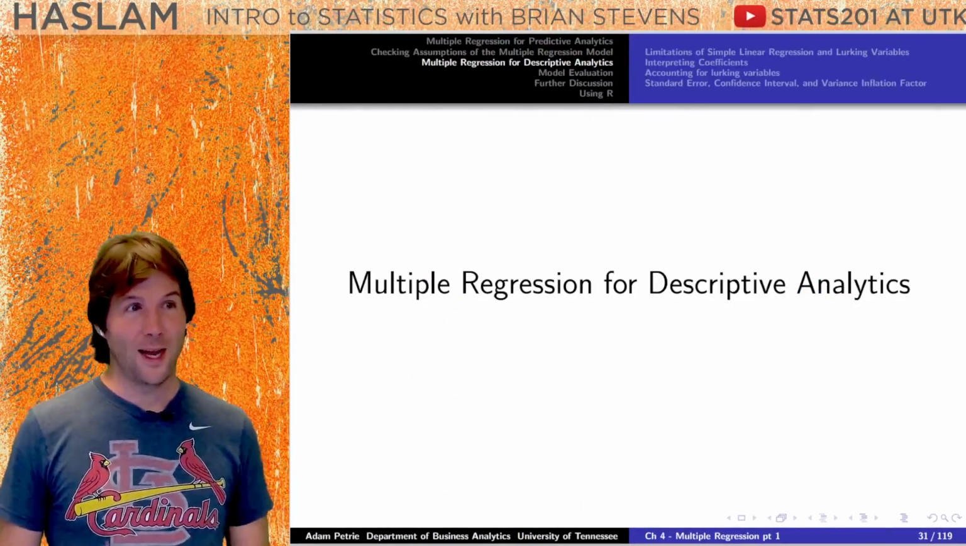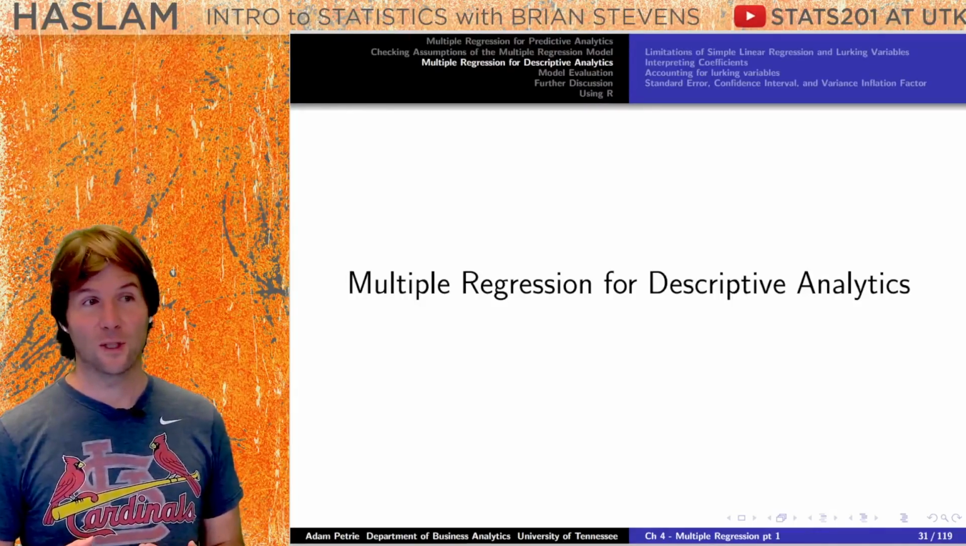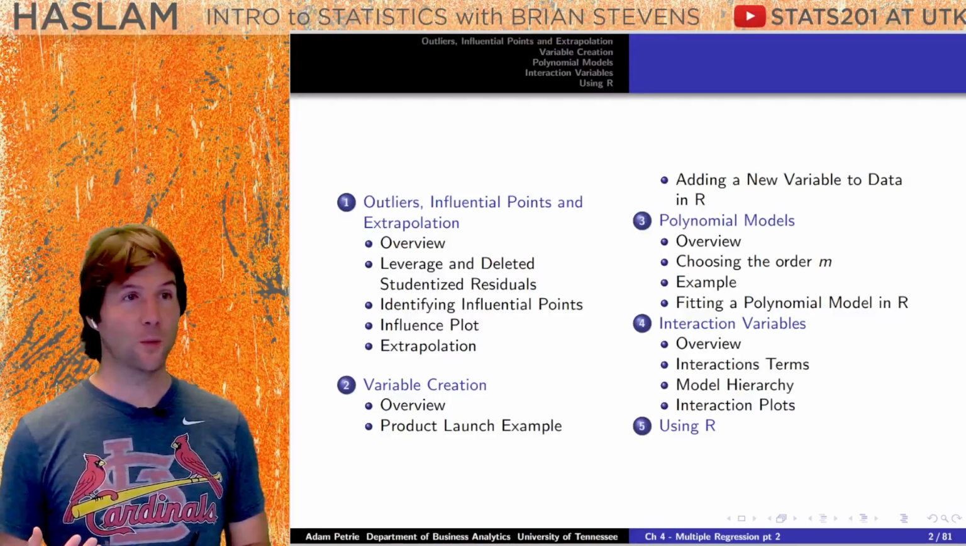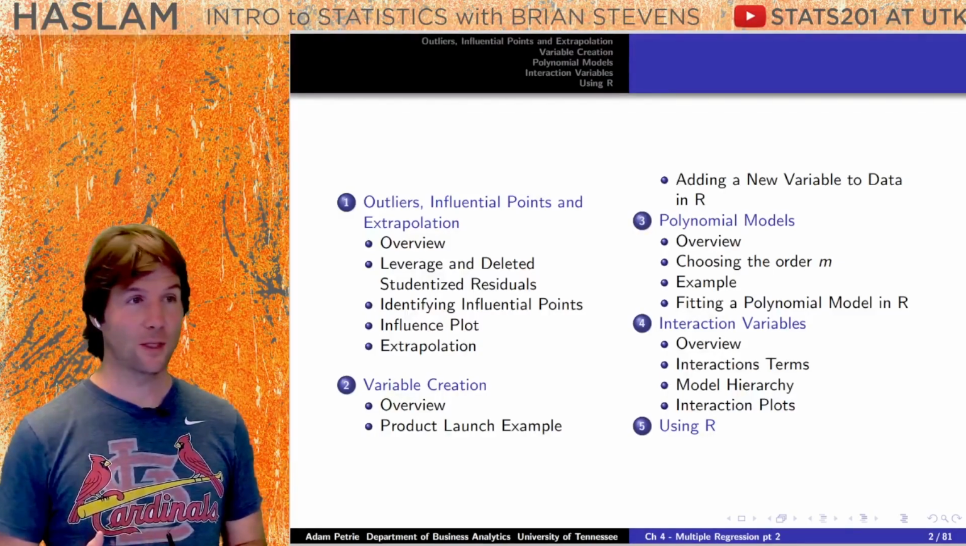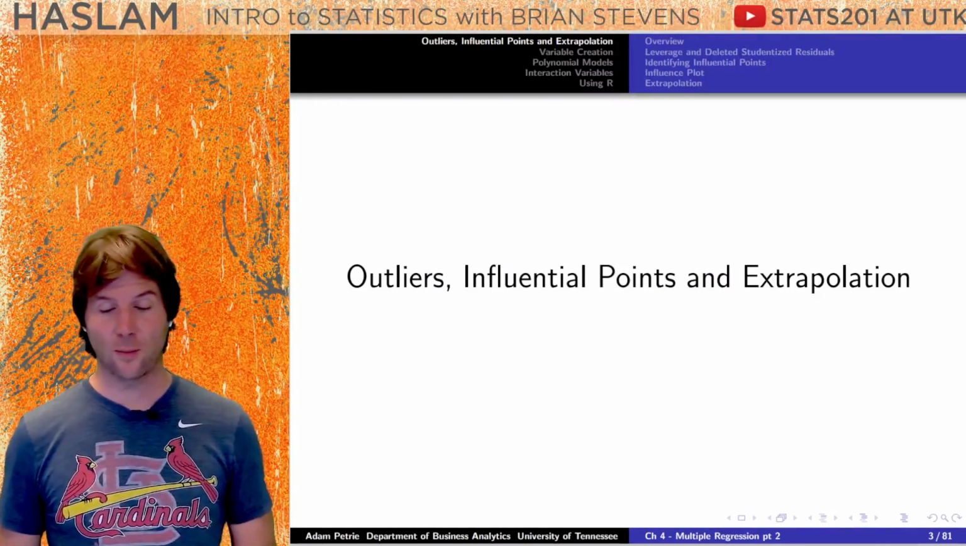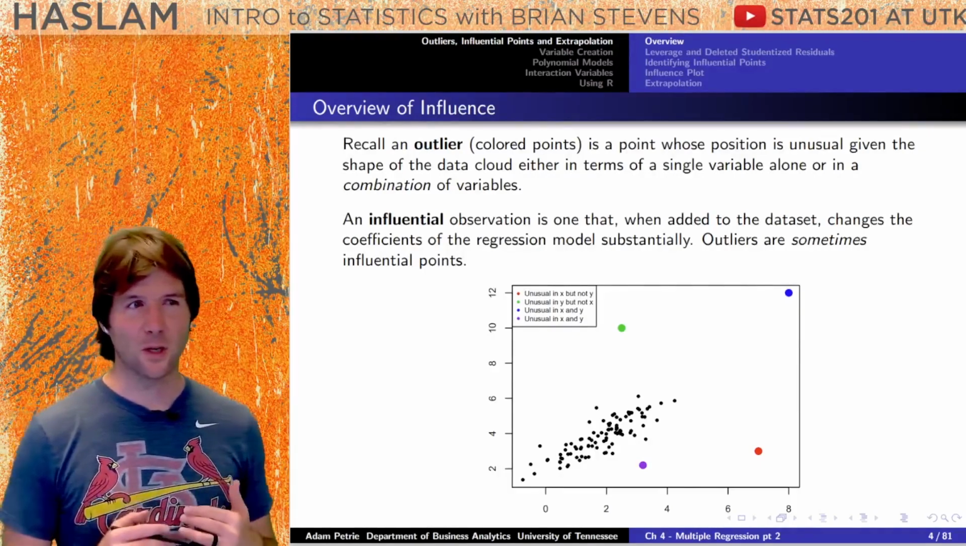But now let's hop to some other topics and talk about influential points, leverage, and outliers. Continuing on, we have influential points, outliers, and extrapolation. So when we talk about outliers, influential points, and extrapolation, which of these points is going to be an outlier? Well, it depends on how we talk about it.